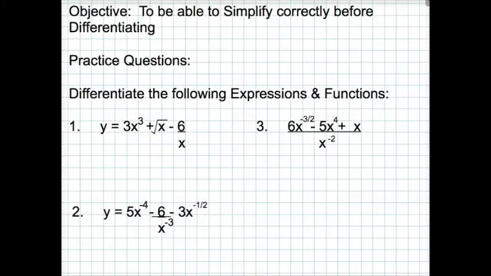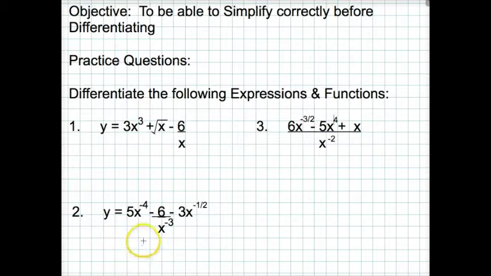Hi, welcome to the practice questions on being able to simplify correctly before differentiating. What I'd like you to do now is to pause the video and have a go at these three questions on your own. And then when you're happy with your answers, restart the video and go through the model answers with me. So pause the video now and have a go at questions 1, 2 and 3.